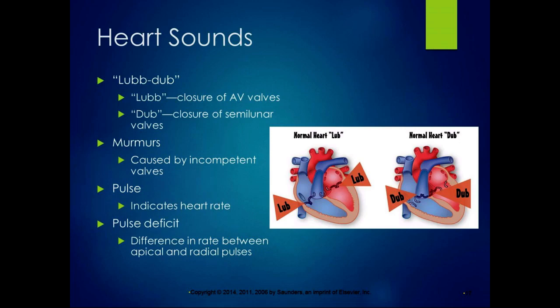A pulse deficit is the difference in rate between the apical pulse and the radial pulse. The radial pulse, you take it at your wrist right underneath your thumb. So if there's a difference between the apical pulse at the heart and the radial pulse, that is called pulse deficit.